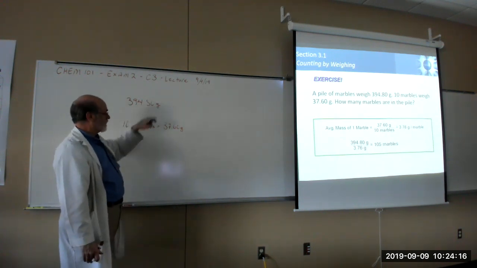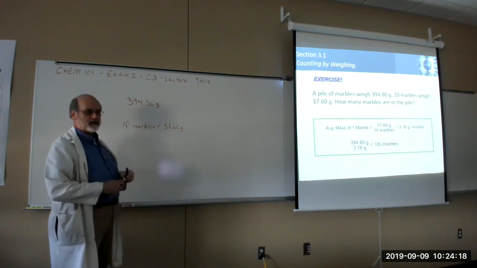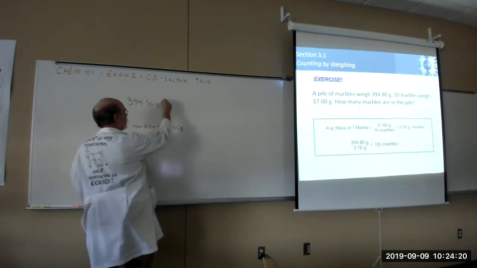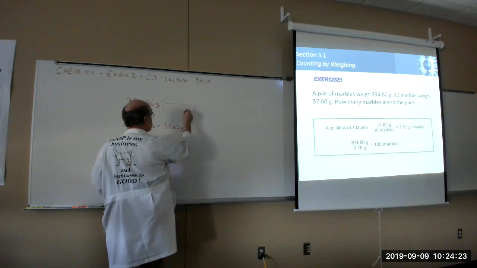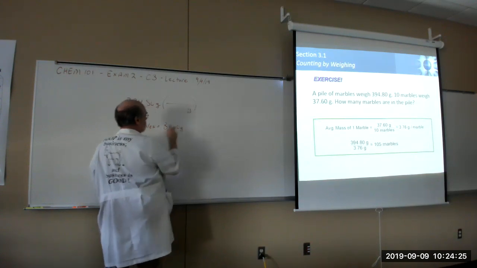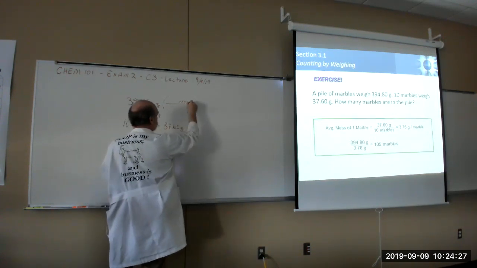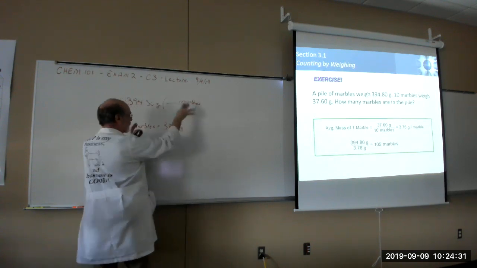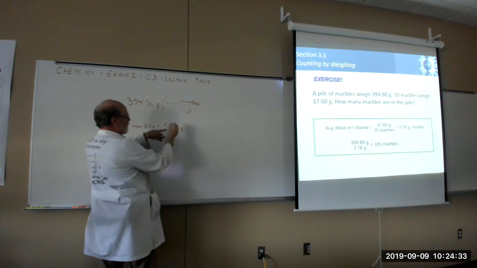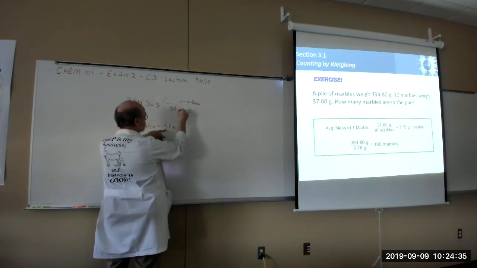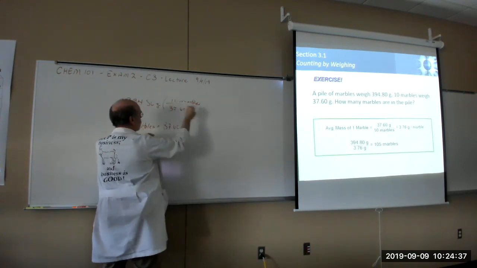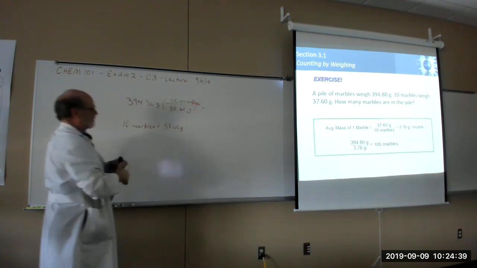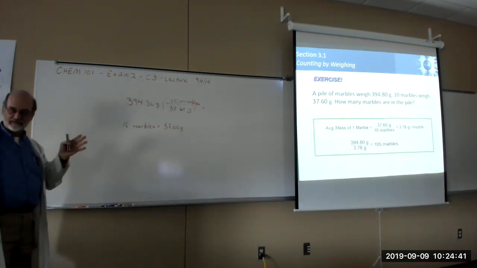You've got grams here. If you want to find out how many marbles there are, you need grams on the bottom and marbles on the top. This way, the grams cancel and leave you with marbles. So we have 37.60 grams and 10 marbles. There's our conversion factor.